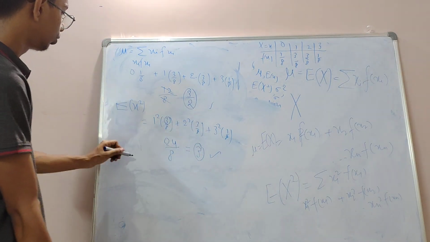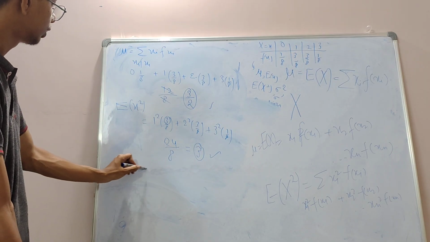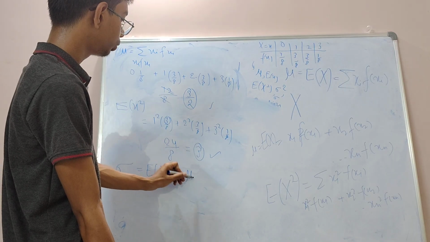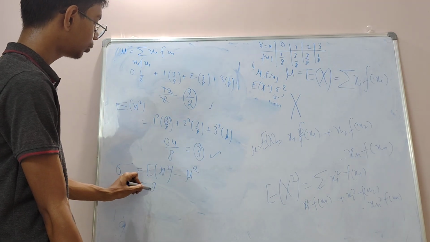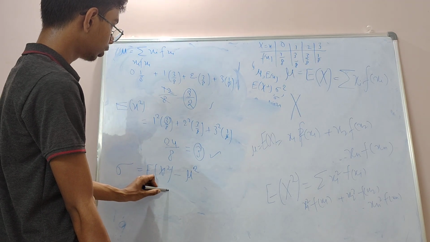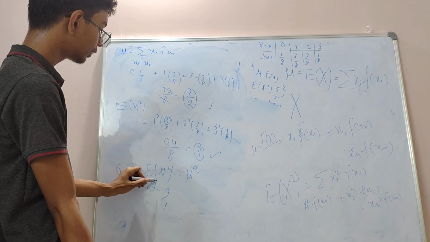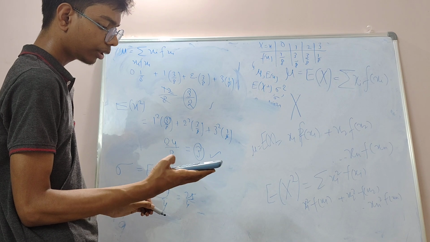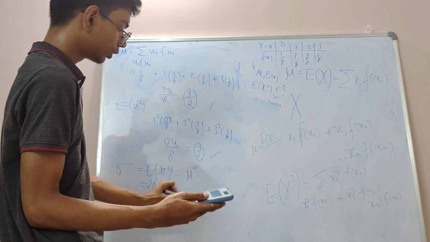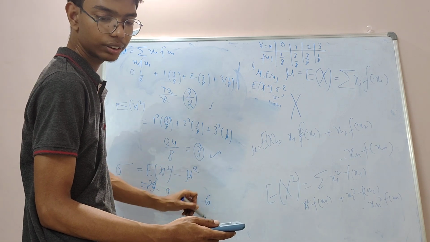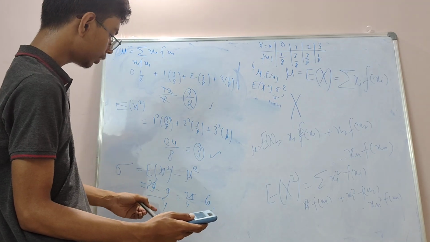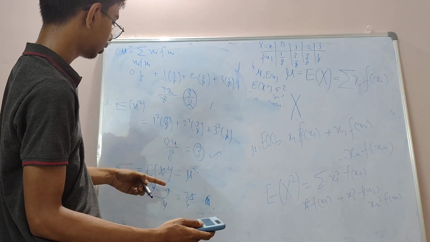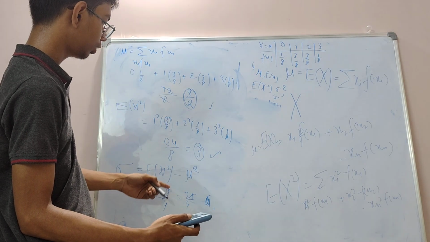Now variance will be given as E of x square minus mu square. So it will be 9 minus 9 by 4, and this will be 36. So it will be 25 by 4. 25 by 4 will be 6 point, just a second, this is right, and 3.